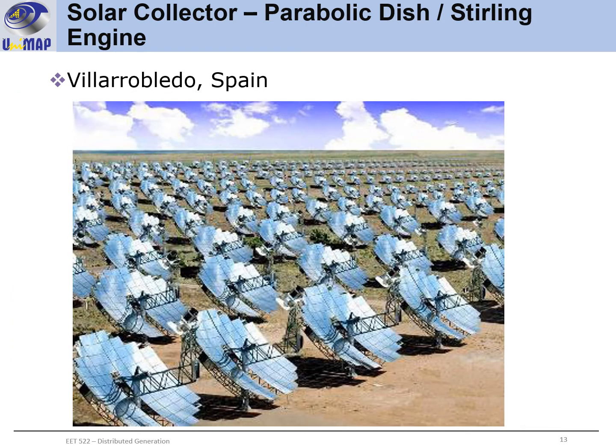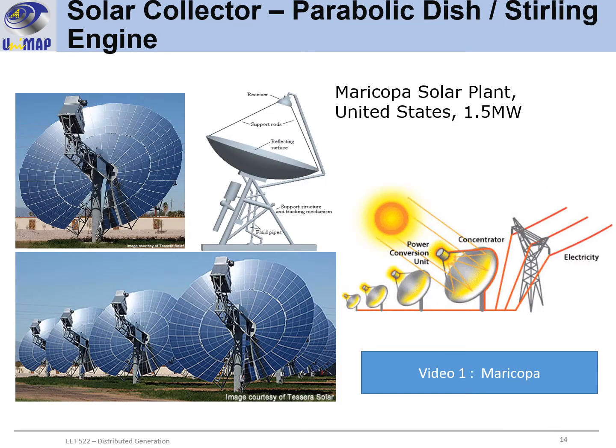Okay, this is how the parabolic dish power plant looks like in Spain, in Villarobledo, Spain. So a lot of these single units are used to generate the power. Okay, this is another example of the parabolic dish solar power plant. This one is in the United States. So this power plant generates around 1.5 megawatts of energy. It is located in Maricopa, United States. So if you want to view the video, you can click this YouTube link to see how this power plant works.